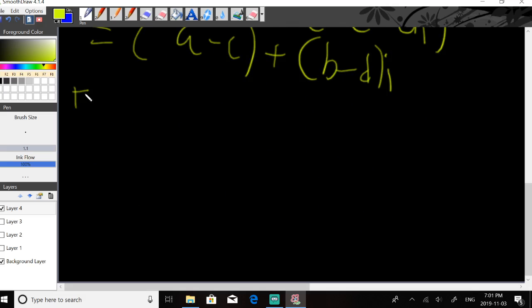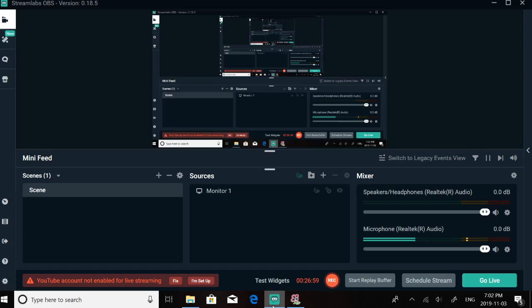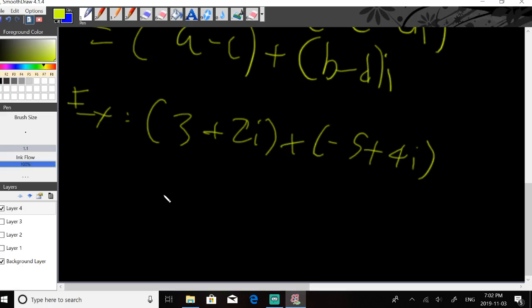Example, my favorite example. This is your exercise. Do this at home too. 3 plus 2i plus negative 5 plus 4i.